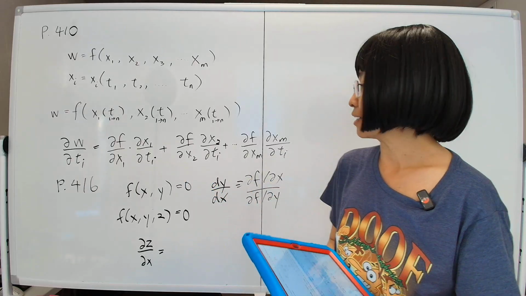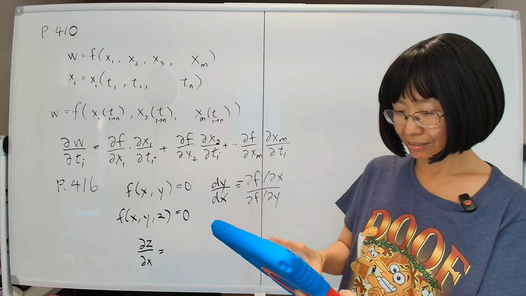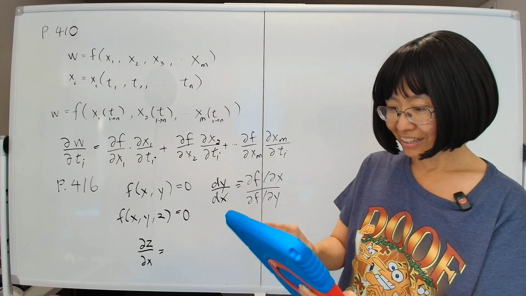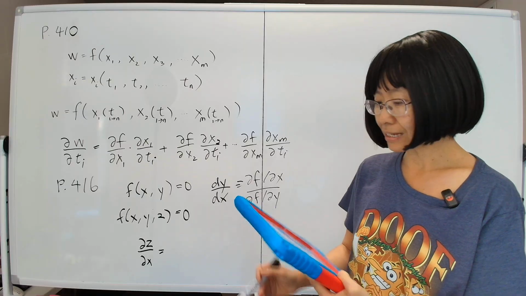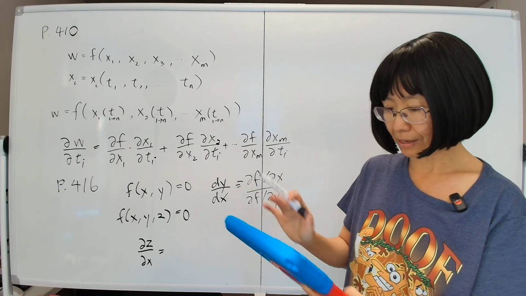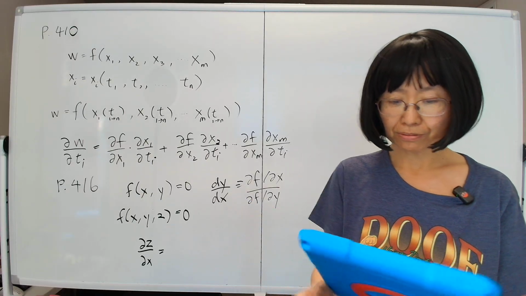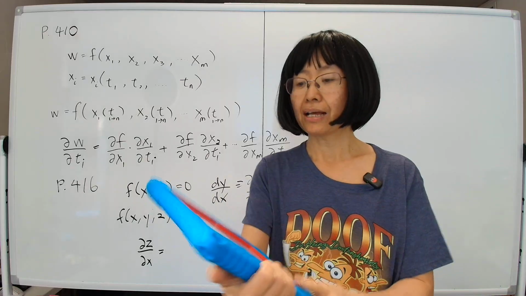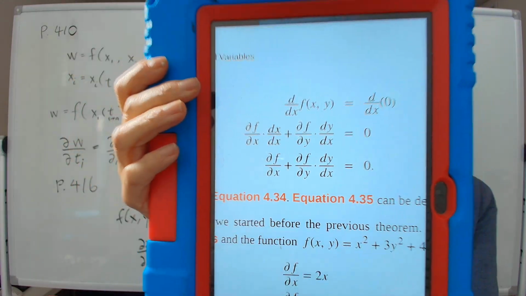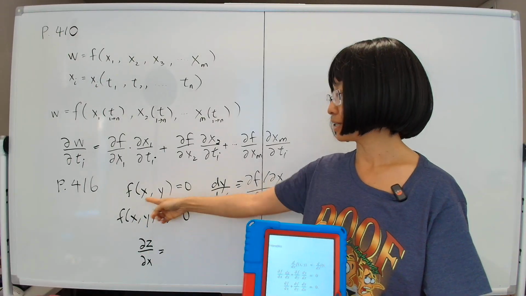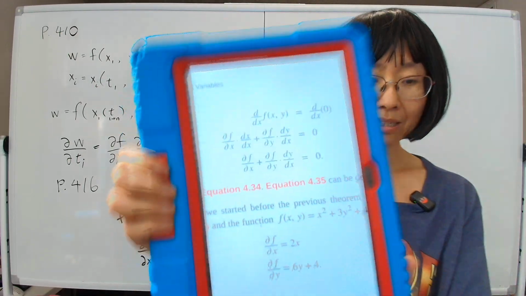Okay. So having said that, let's see how that is proved. The proof goes like this. Now I will show you the proof of this one. The proof on the following page says that because f of x equals 0, it's just an equation that equals 0.